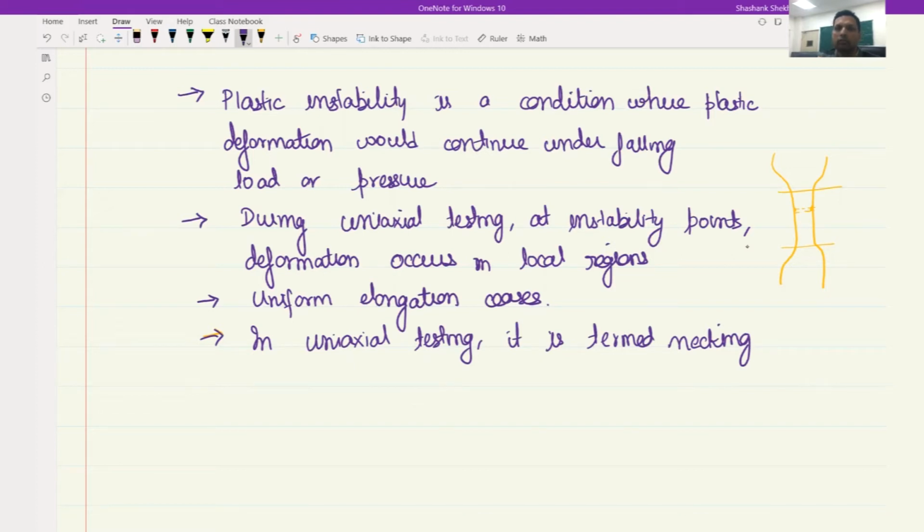Now, since the load starts to decrease from this point, it means that there must have been a point where the maximum amount of load was applied. Therefore, if you look at the load curve, we can identify this point of instability by finding the region where load is maximum, or where dF is equal to 0.